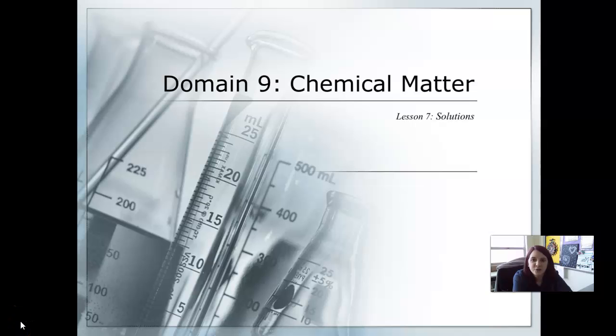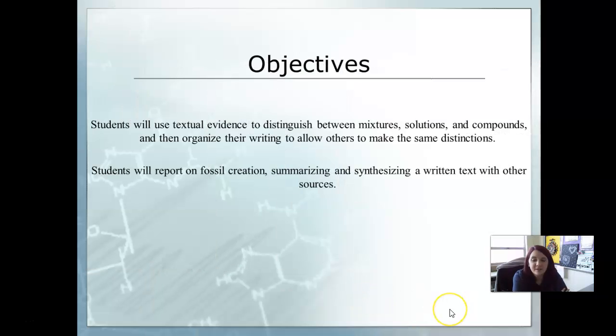Welcome back. We're on Domain 9, Chemical Matter, Lesson 7, Solutions. Our objectives are to use text evidence to distinguish between mixtures, solutions, and compounds, and to organize our writing to allow others to make the same distinctions. We're also going to report on fossil creation, summarize, and synthesize a written text with other sources.